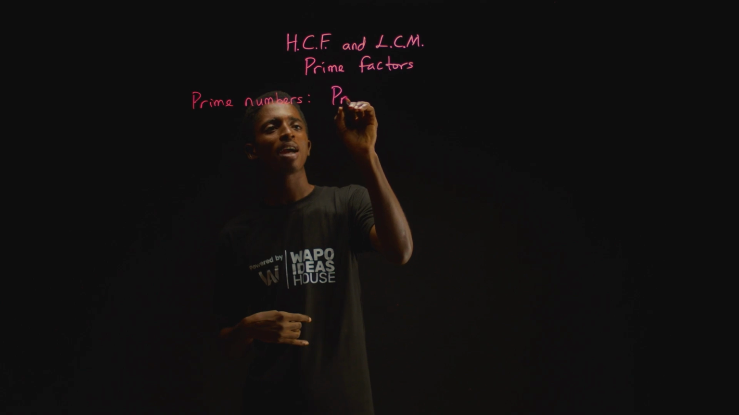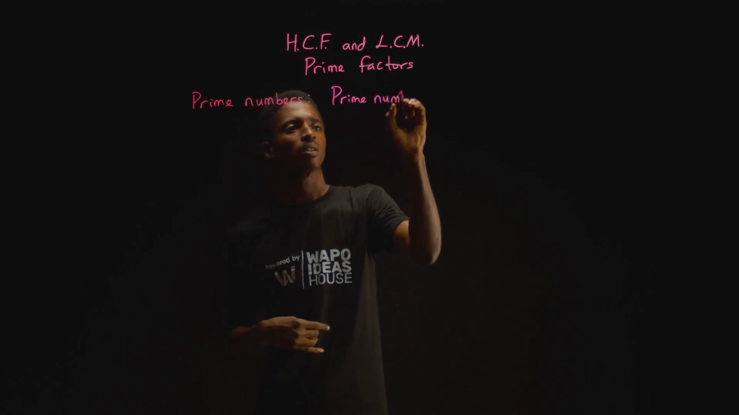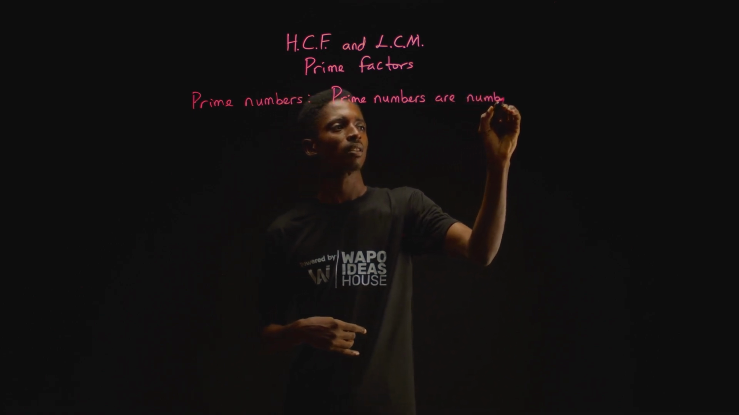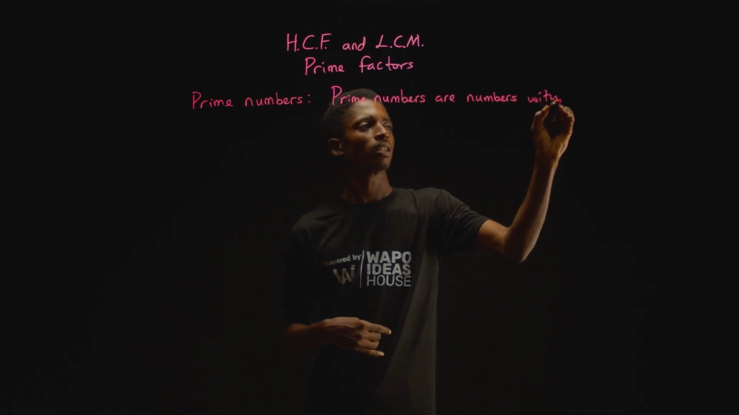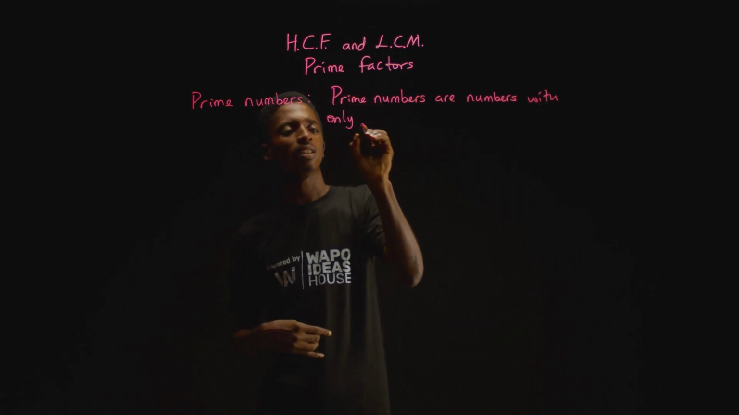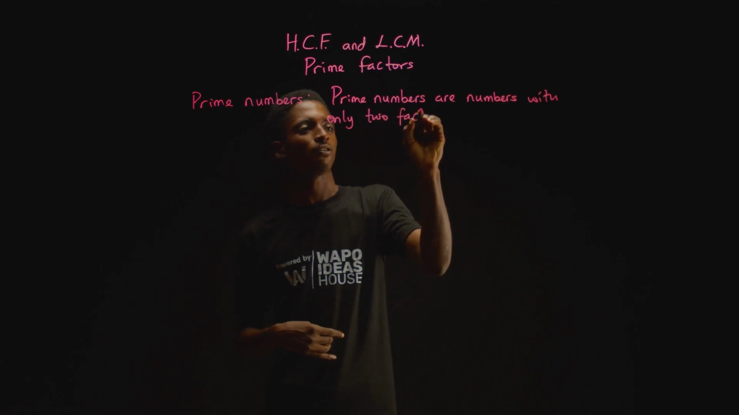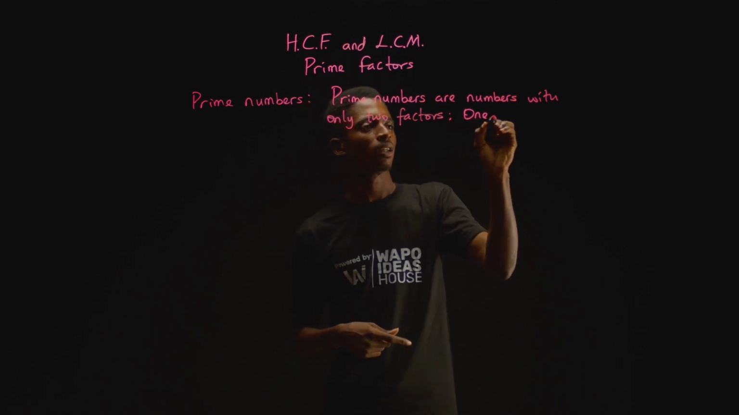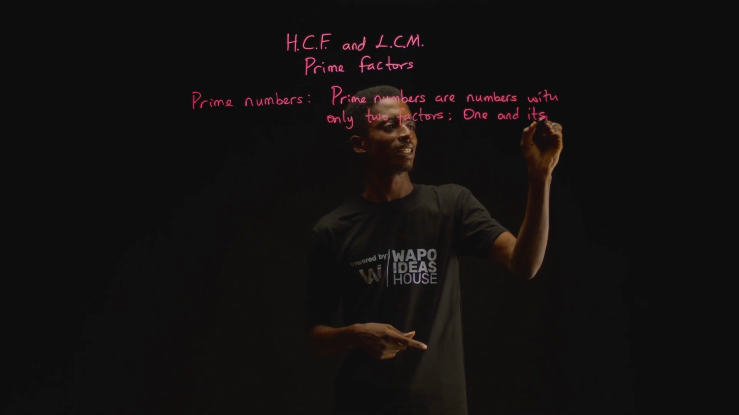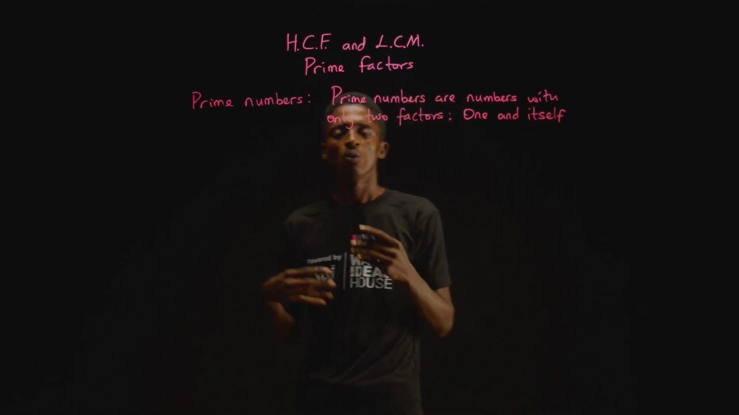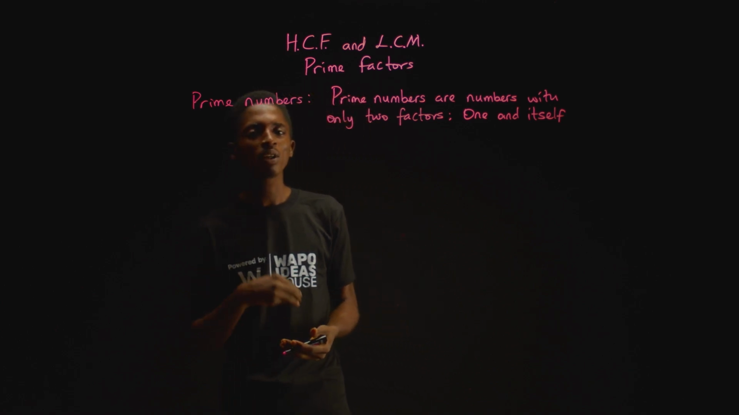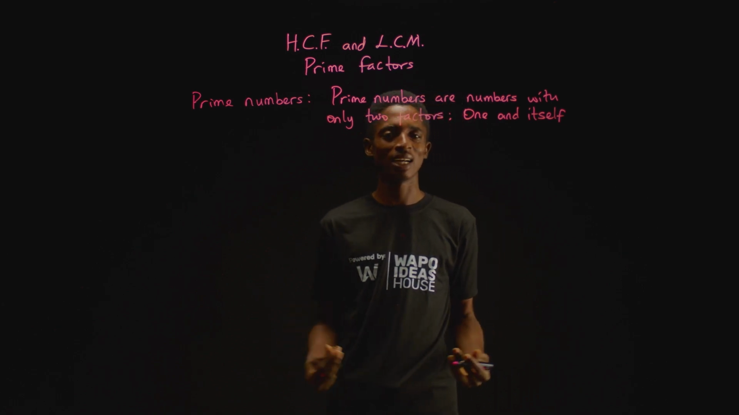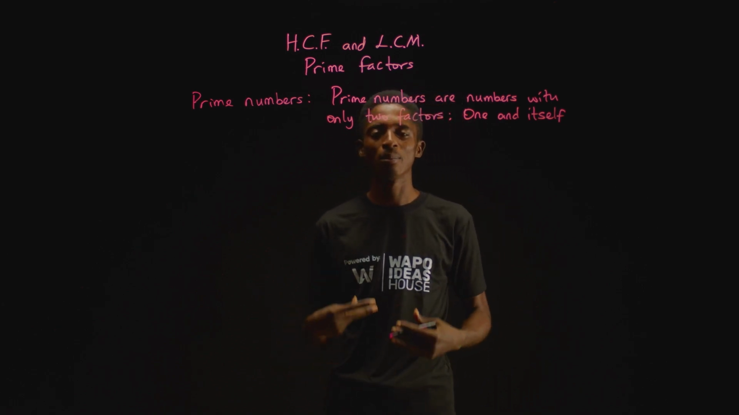That is, we say prime numbers are numbers with only two factors, 1 and itself. When you have any number that can only be divided by 1 and itself in such a way that it will not have any remainder, then that kind of number is called a prime number.